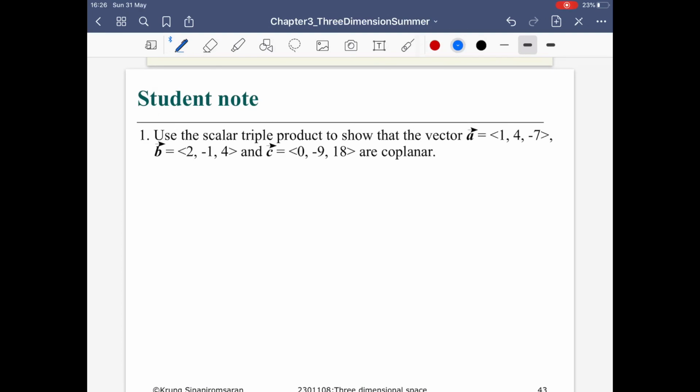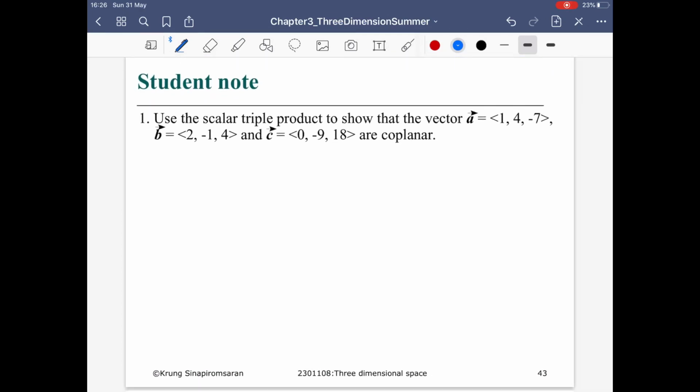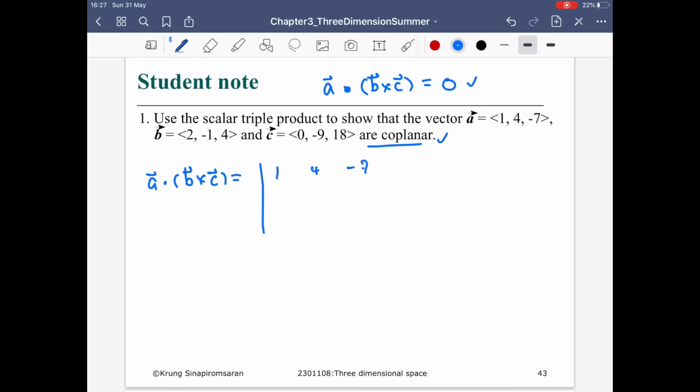So the first one, you need to use a scalar triple product to show that these three vectors are coplanar, as I told you. So you need to find A dot B cross C, and see whether it equals 0 or not. If it is, then it is coplanar. So the scalar triple product between them is simply the determinant of 1, 4, -7, 2, -1, 4, 0, -9, 18.